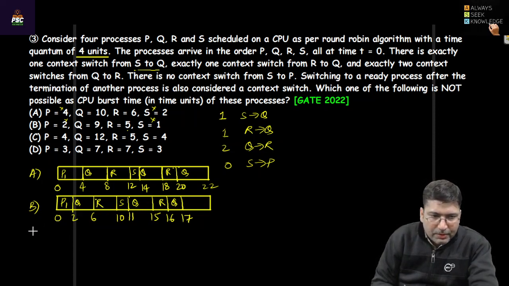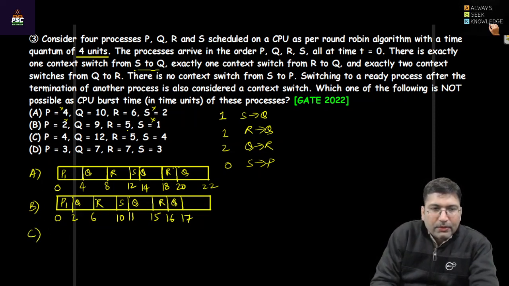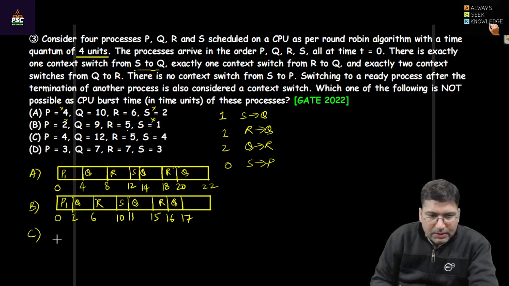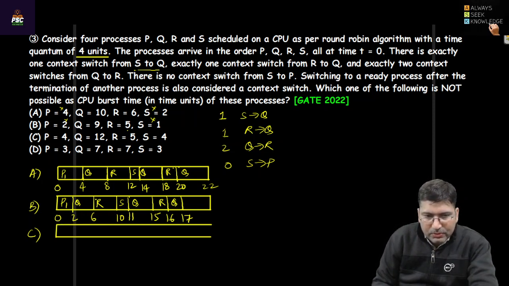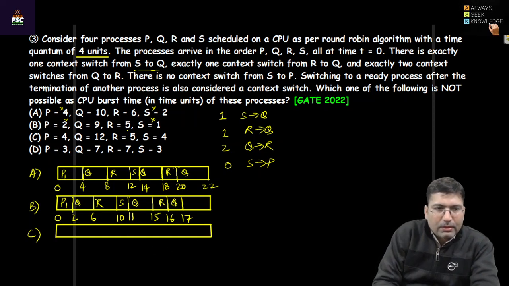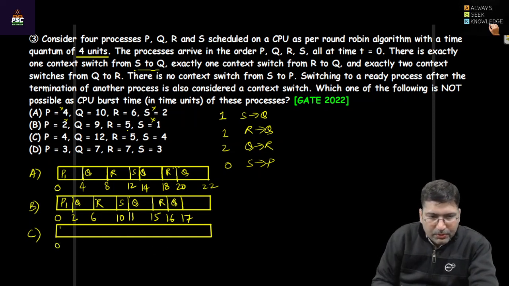Okay. Now C, if you draw the Gantt chart for the C option, total requires 16 plus 5, 21, 25, right? 25 cycles. So let's say I assume this is 25 till this. Now you draw it. So initially P1 will be scheduled. P1 consumes 4 cycles. P1 finishes here.